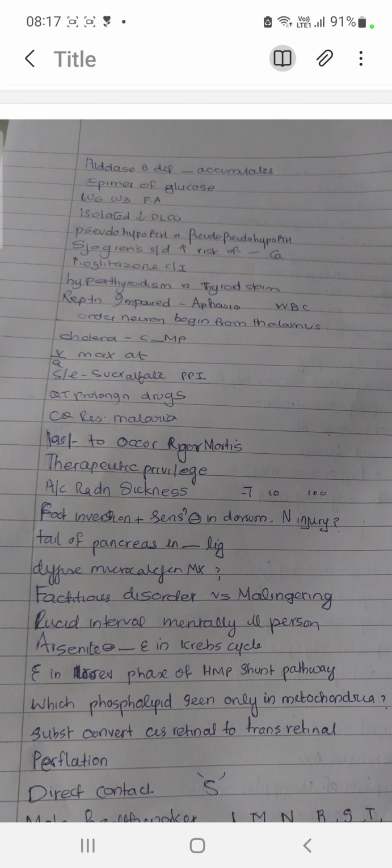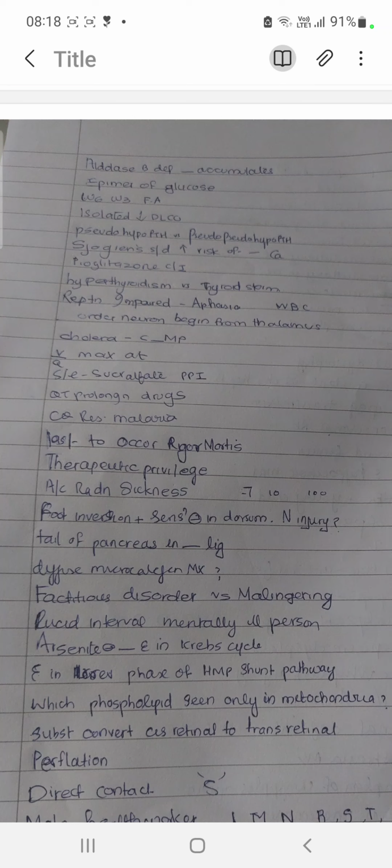Chloroquine resistant malaria in pregnancy. Actually in pregnancy you give chloroquine, but in resistant cases you do not give chloroquine, you can give quinine plus clindamycin.